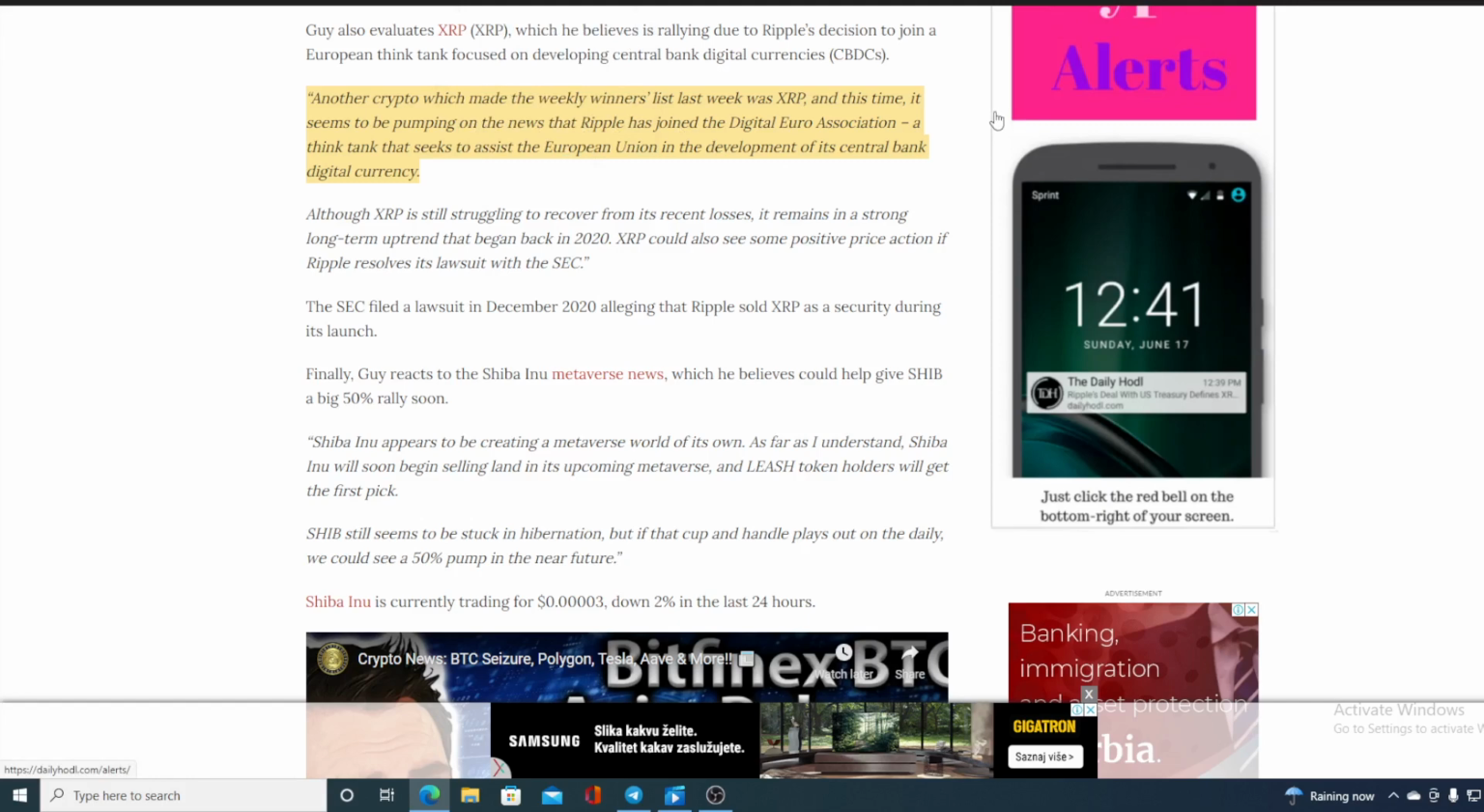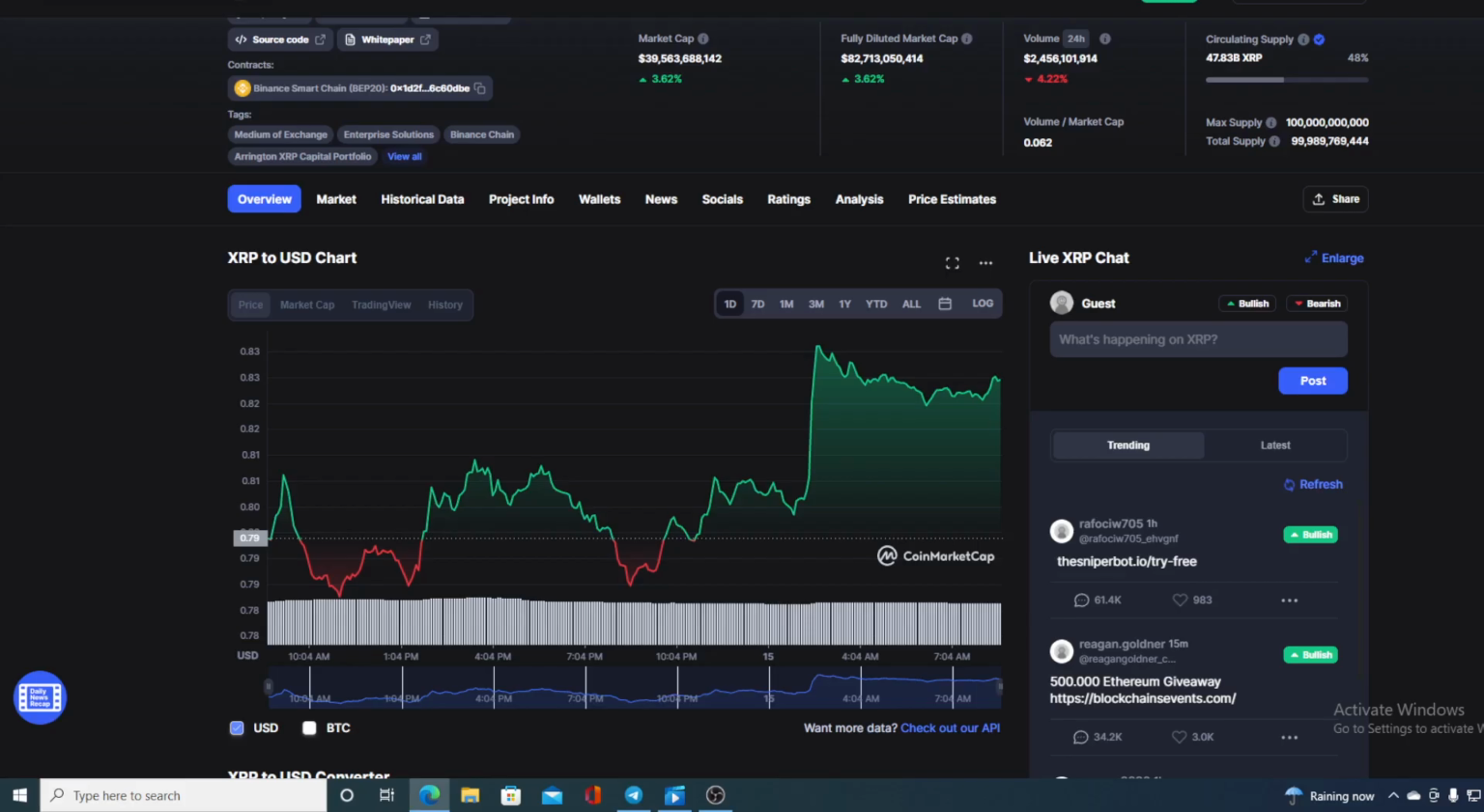Another crypto which made the weekly winners list last week was XRP. And this time, it seems to be pumping on the news that Ripple has joined the Digital Euro Association, or DEA, a think tank that seeks to assist the European Union in the development of its central bank digital currency. Although XRP is still struggling to recover from its recent losses, it remains in a strong long-term uptrend that began back in 2020. XRP could also see some positive price action if Ripple resolves its lawsuit with the SEC. Now, guys, I don't need to tell you about this lawsuit. I'm sure that all of you know all of the details happening there. So, XRP or Ripple is in a lawsuit with the SEC.